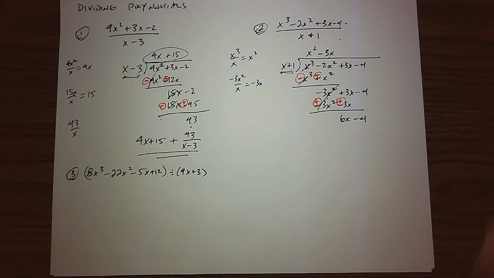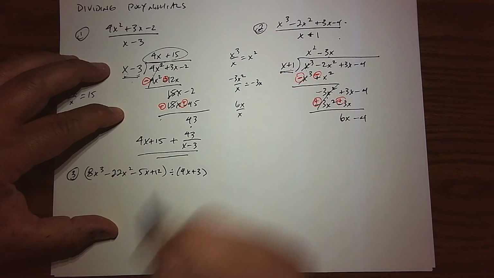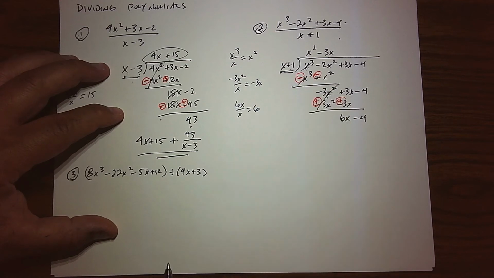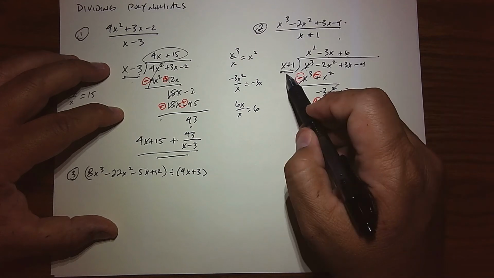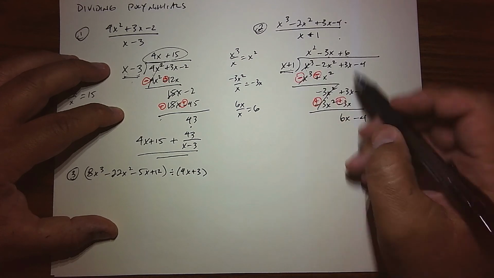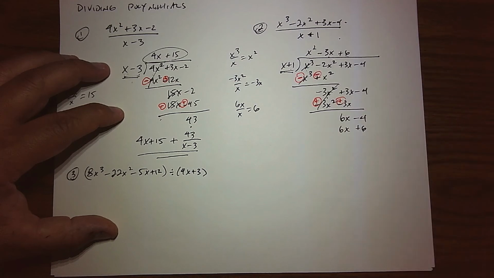And then we get to play it again. So how many times does x go into 6x? I'll write it that way. X's cancel out, leaving us with a positive 6. What do we do with that positive 6? We multiply it. So 6 times x is 6x, and 6 times 1 is a positive 6.